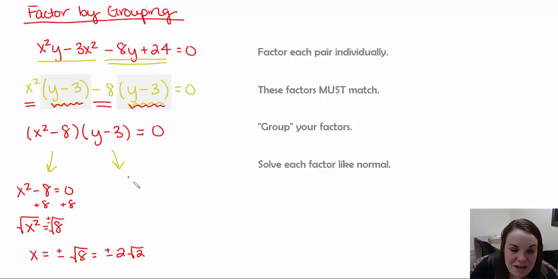And then I come back up here and I finish this out. I set y minus 3 equal to 0. I add 3 to both sides, and then I can go ahead and get my answer. I have y equals 3.